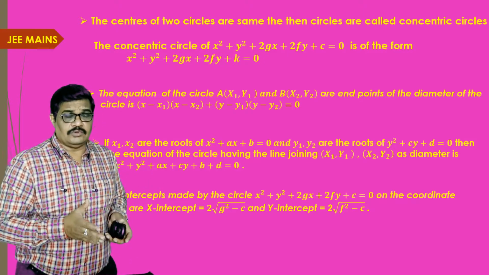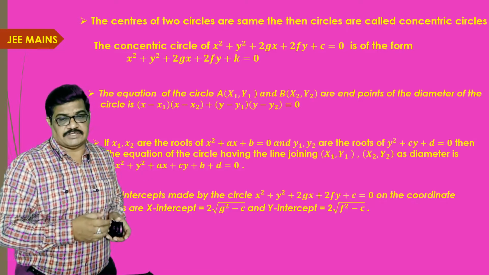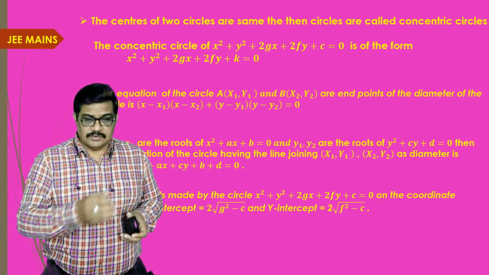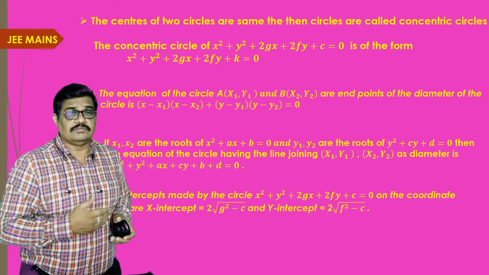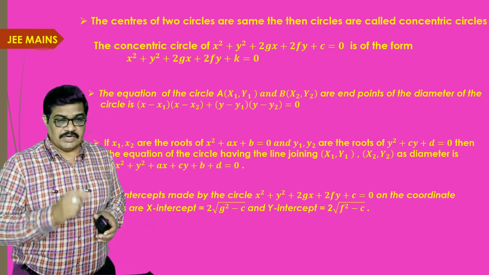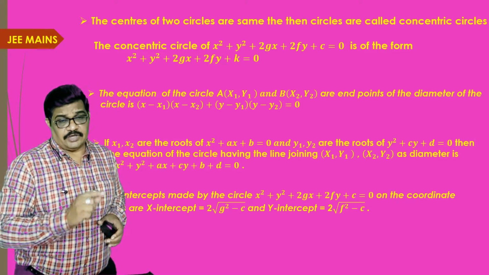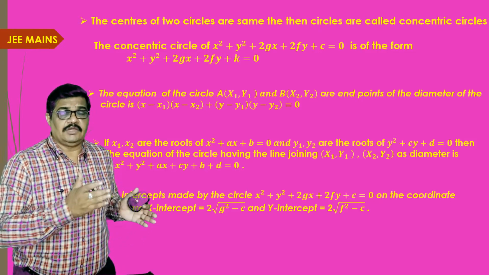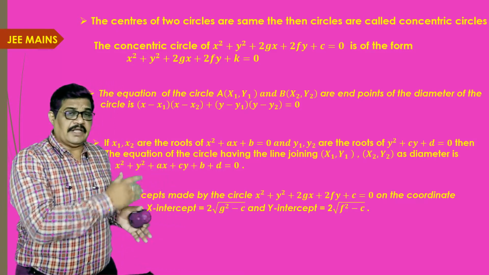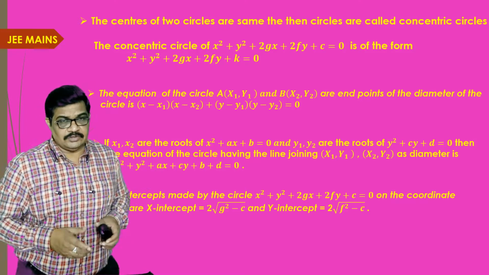So, the given two quadratic equations x² + ax + b = 0 and y² + cy + d = 0, when added, give the required equation of the circle. Here (x1, y1) and (x2, y2) are the endpoints of the diameter of the circle. Here x1, x2 are the roots of the first quadratic equation x² + ax + b = 0 and the ordinates y1, y2 are the roots of the other equation y² + cy + d = 0. Then the two points (x1, y1) and (x2, y2) are endpoints of the diameter, and adding these two equations we get x² + y² + ax + cy + b + d = 0.